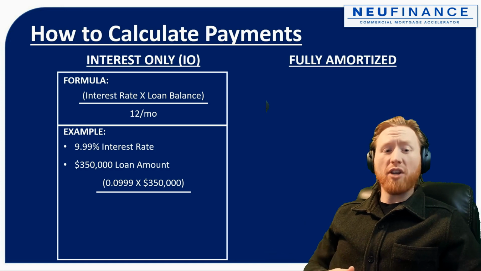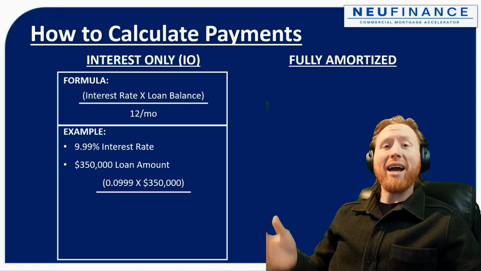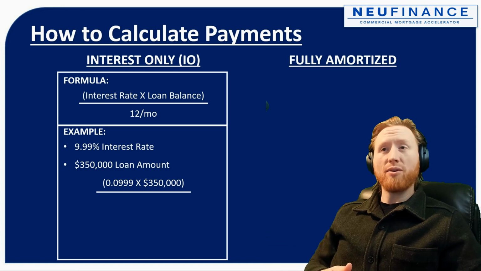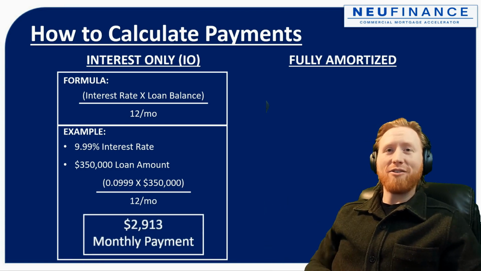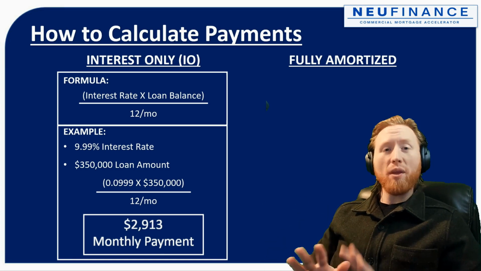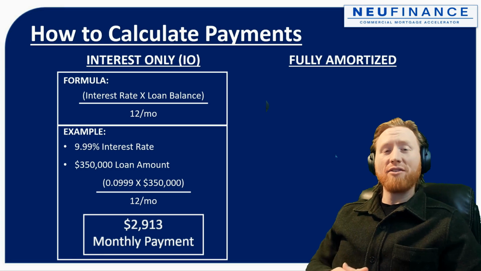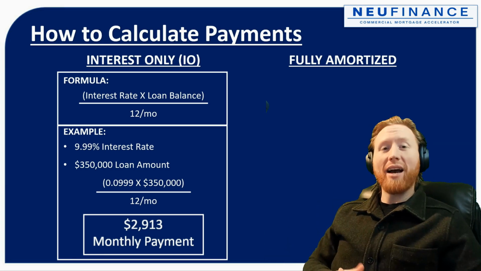So what you're going to do is $350,000 multiplied by 0.0999, and that's 9.99%. Then you're going to divide it by your 12 months, and poof, you get your interest only payment, which is $2,913 in this case. And all this is just interest only. So if a lender says, hey, we're going to give you a 12-month interest only loan, this is what you're going to do to calculate that.